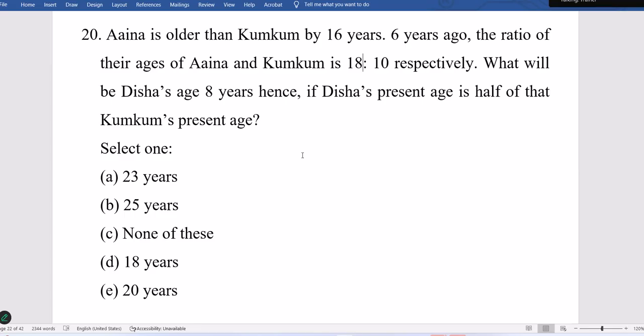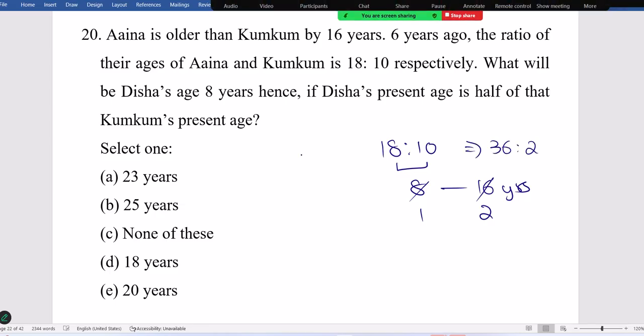Aina is older than Kumkum by 16 years. 6 years ago, the ratio is this. See, whether it is now or before, the difference is 16 only. Here the difference is 8, and 16 years is the gap. So 1 represents 2, which means their ages 6 years ago are 36 and 20.